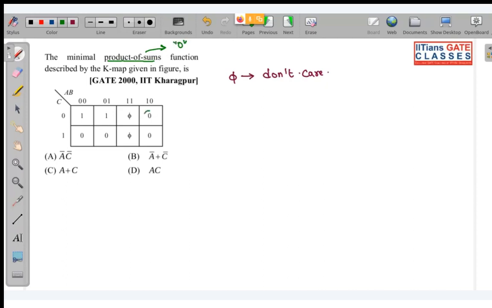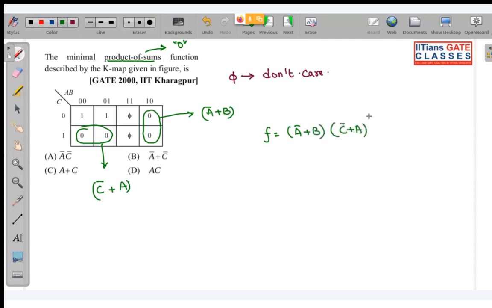So if suppose you make groupings like this is one group of 0, this is another group of 0. And if you write the max term corresponding to the groups, so this will be what? A complement plus B, and for this one it will be C complement plus A. So your F will be what? It will be A complement plus B, C complement plus A.